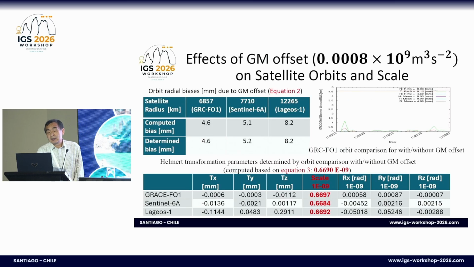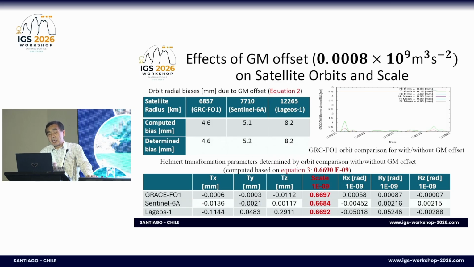So this slide shows you the effect from GM on satellite orbit and scale. I assume the GM offset is the so-called uncertainty from the current GM. The top right figure shows you the effect on orbit. Here I compared with and without the offset. You can see the effect is mainly in the radial direction.